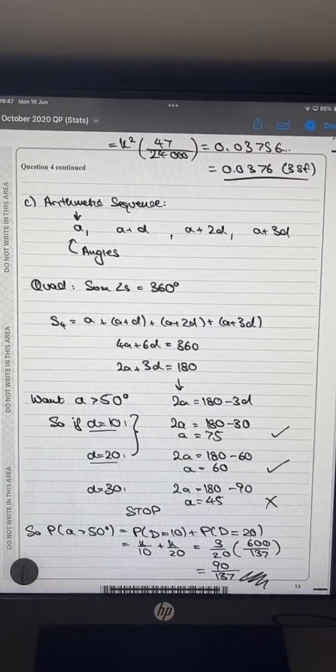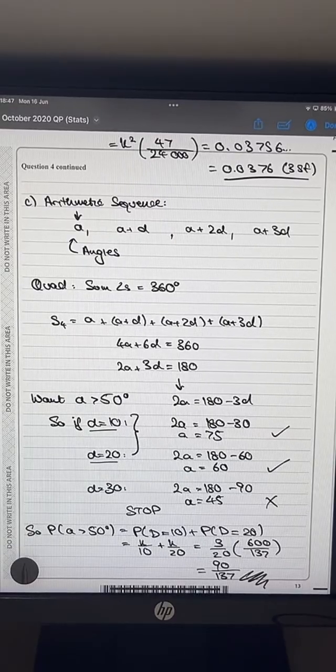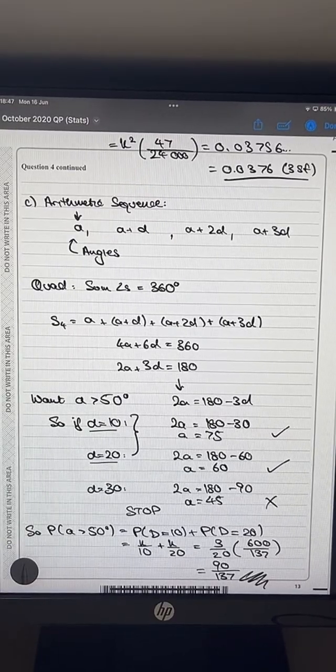Is this paper all you've gone through? Yeah, this is all I've gone through so far. I'm going to do the 2021 paper afterwards. Makes sense?